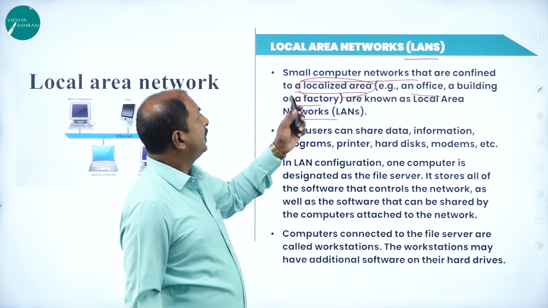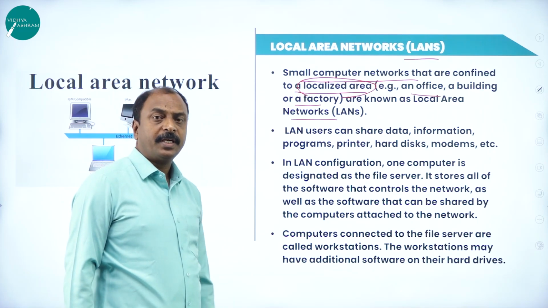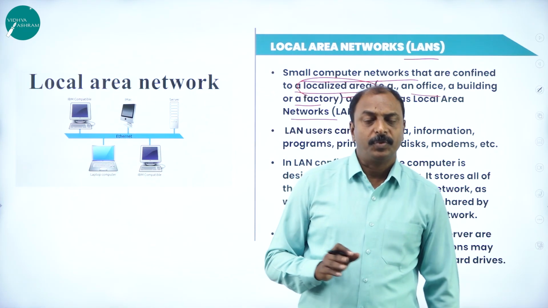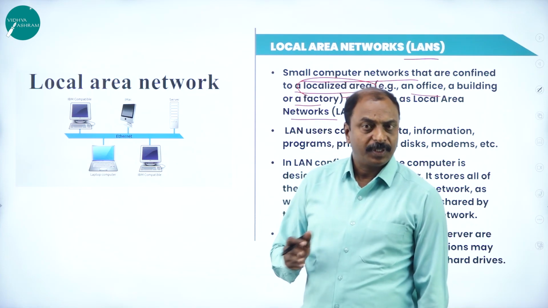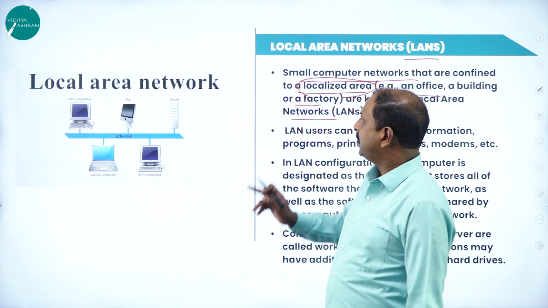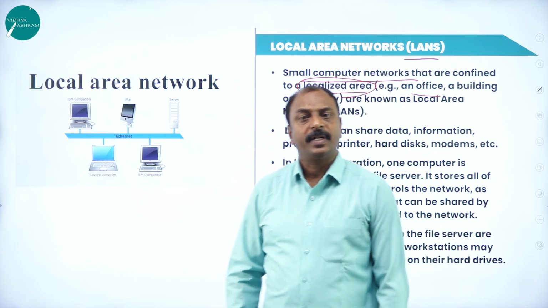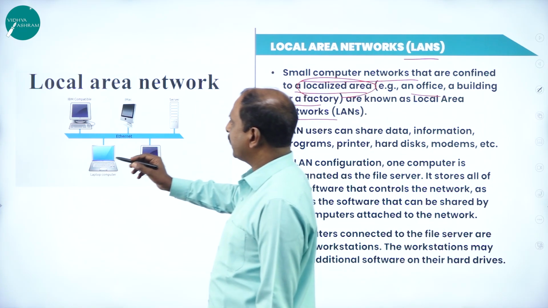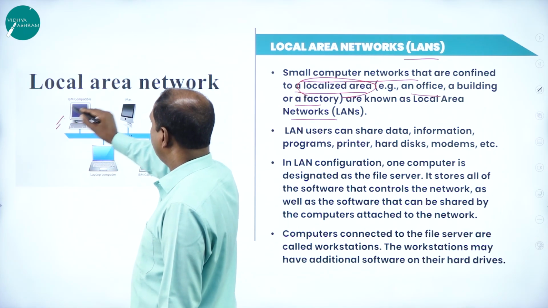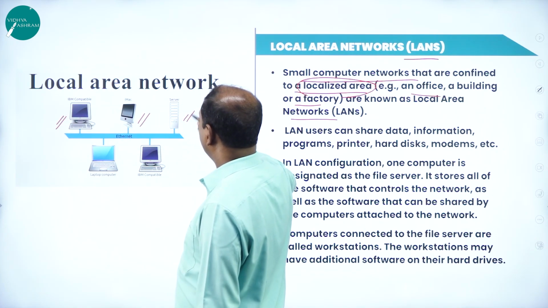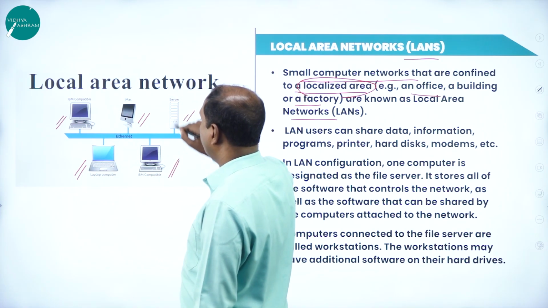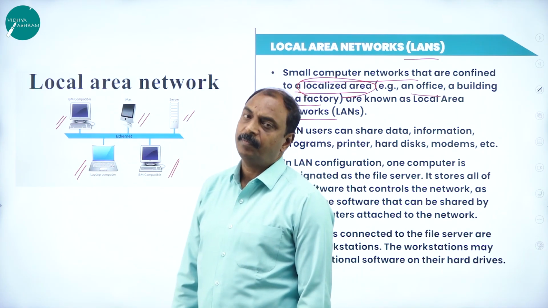So that is a very good example for a local area network. Here the distance between the two computers or two peripherals is minimum. That is the feature of a local area network. Now look at the diagram here. These are all different computers on the network, and here the distance between all the devices or all the peripherals is minimum.